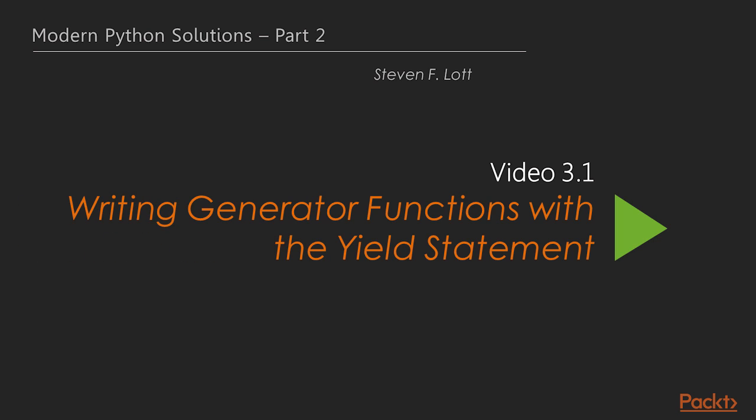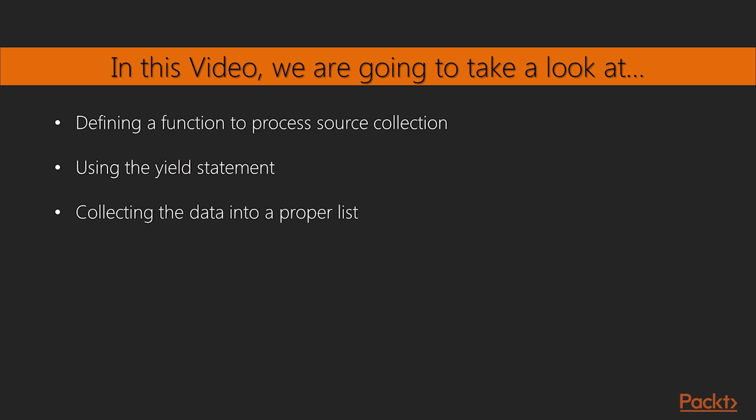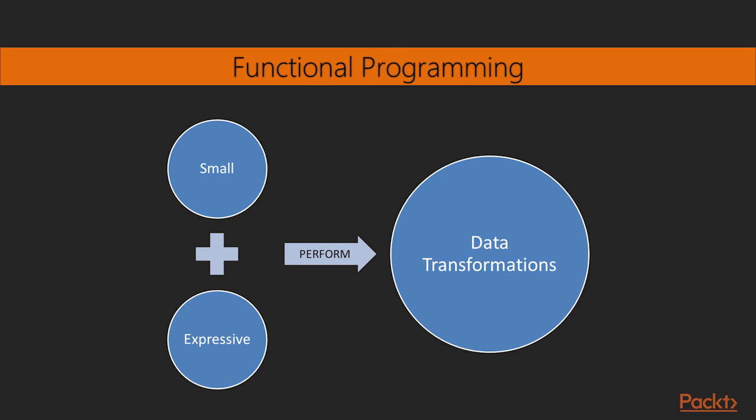Let's move on to the first video of this section that deals with writing generator functions with the yield statement. In this video, we will define a function to process source collection, use the yield statement, and collect the data into a proper list. The idea of functional programming is to focus on writing small, expressive functions that perform the required data transformations. Combining functions can often create code that is more succinct and expressive than long strings of procedural statements or methods of complex stateful objects.